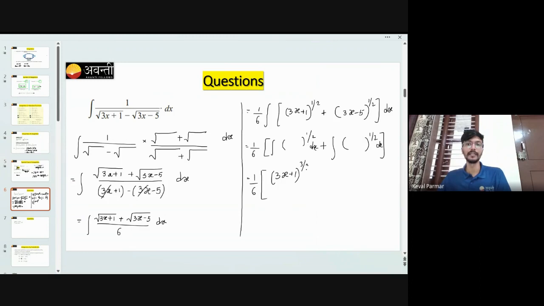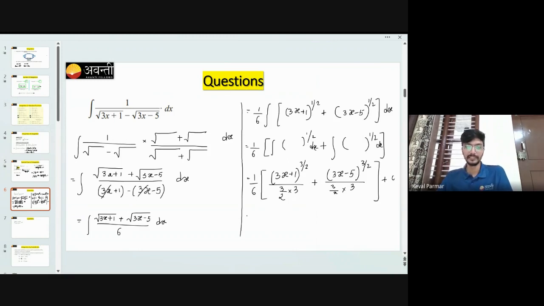What is half plus 1? It is 3 by 2, upon 3 by 2. Now don't forget, it is linear, 3x plus 1. So that means I have to multiply by the coefficient of x. And similarly, here I will get 3x minus 5 raised to 3 by 2 upon 3 by 2 into 3, plus 3.